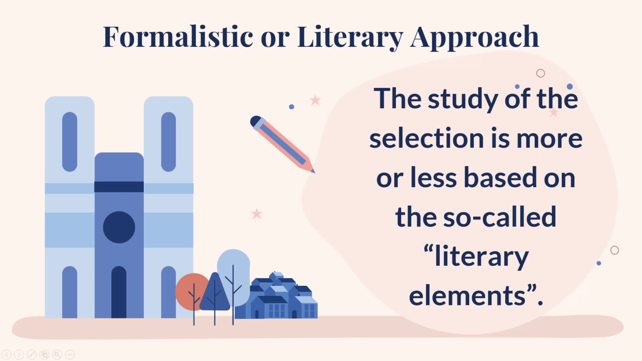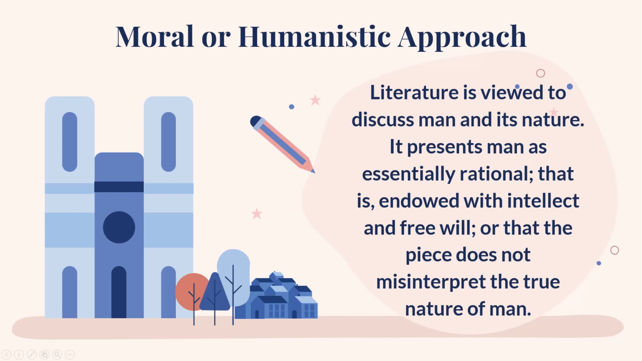This means that the study of the selection is more or less based on the so-called literary elements. Formalists deal primarily with the text and not with any of the outside considerations such as the author, the real-world audience, or other literature. Meaning, formalists argue that it is inherent in the text, because meaning is determinate. All other considerations are irrelevant. The second one is the moral or humanistic approach.